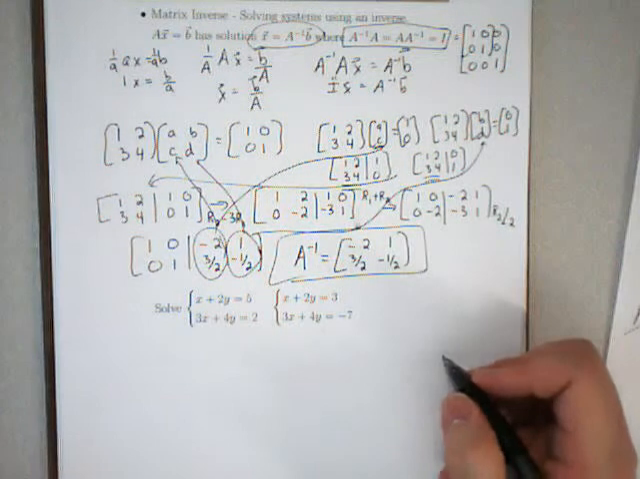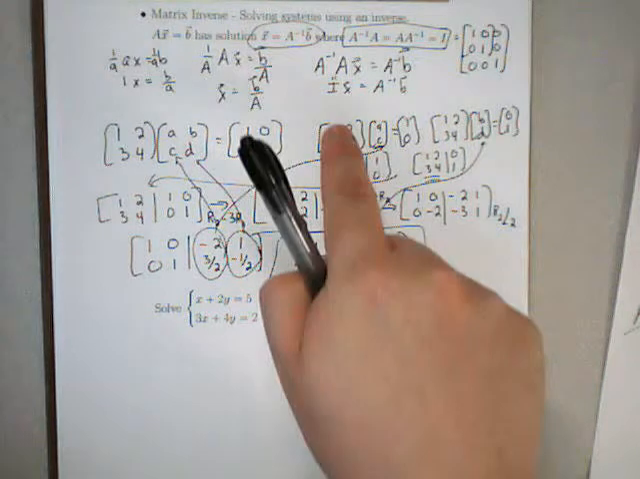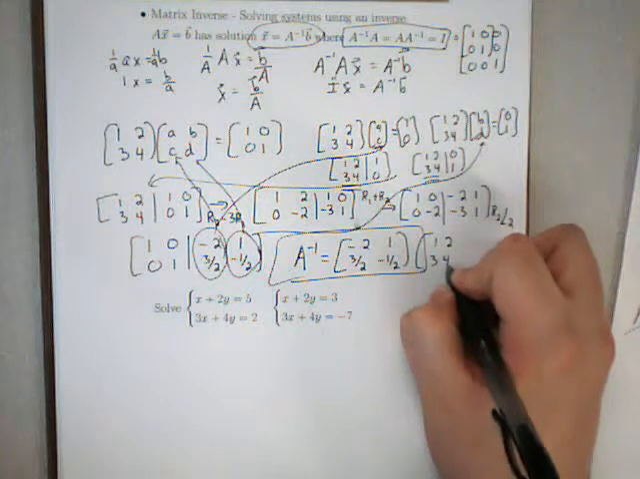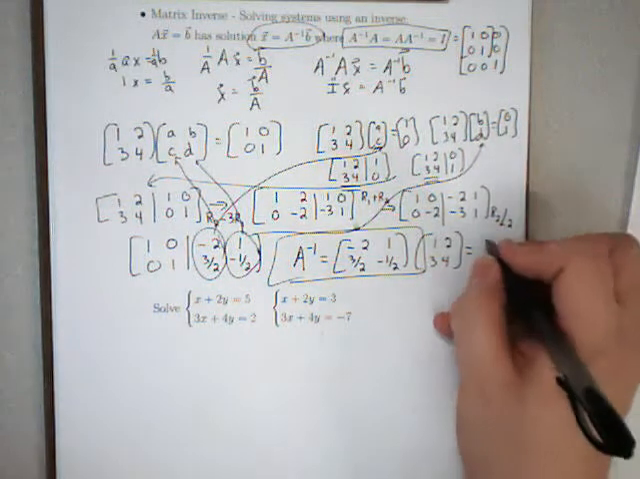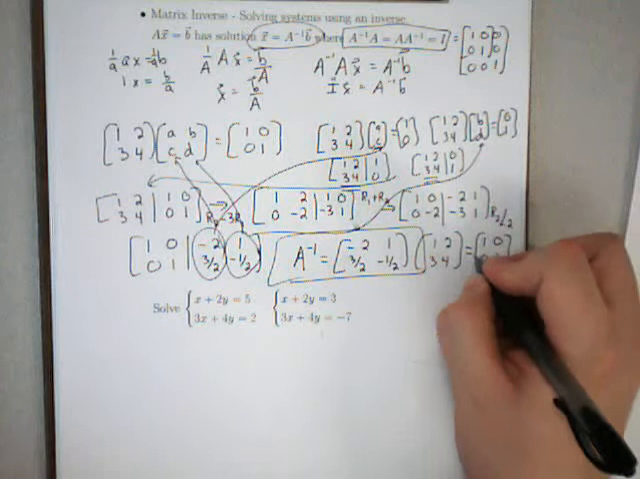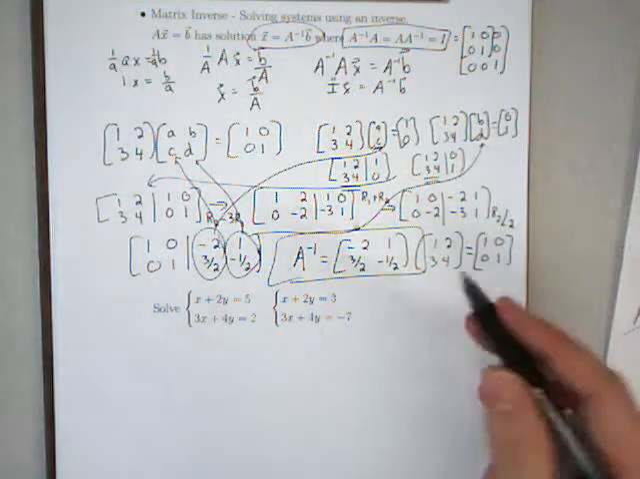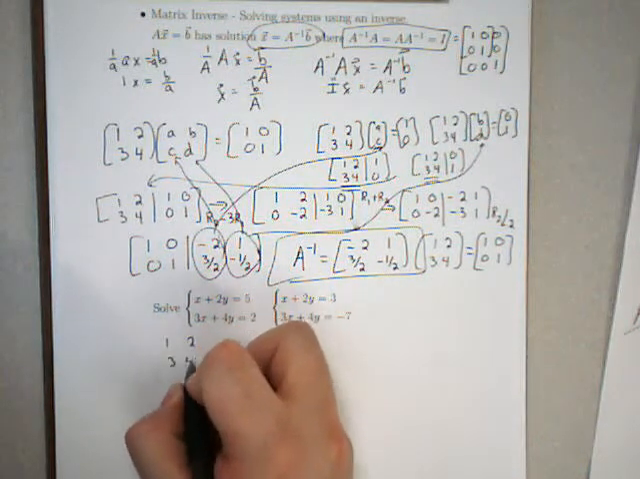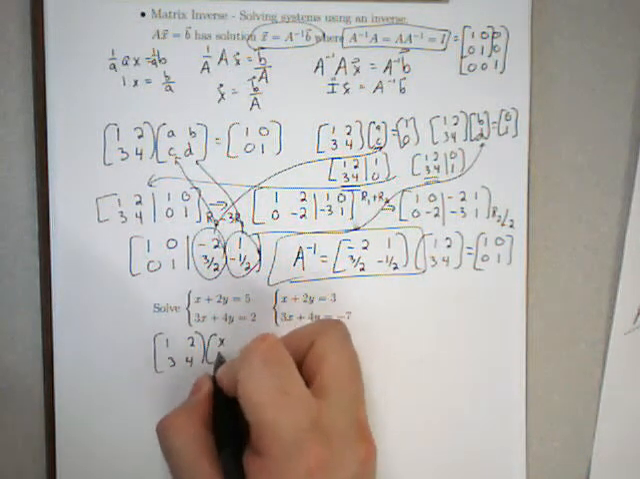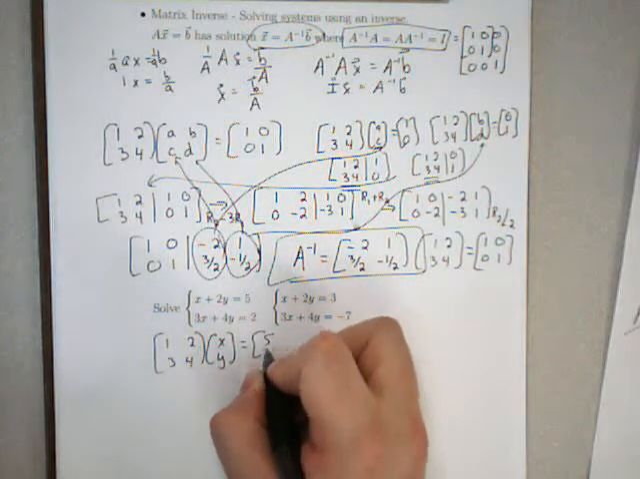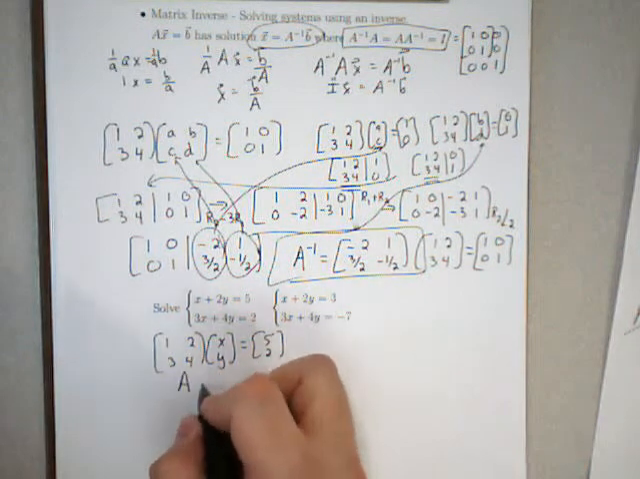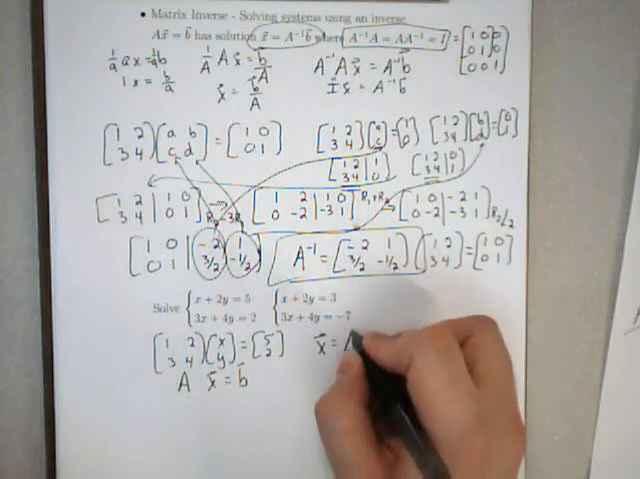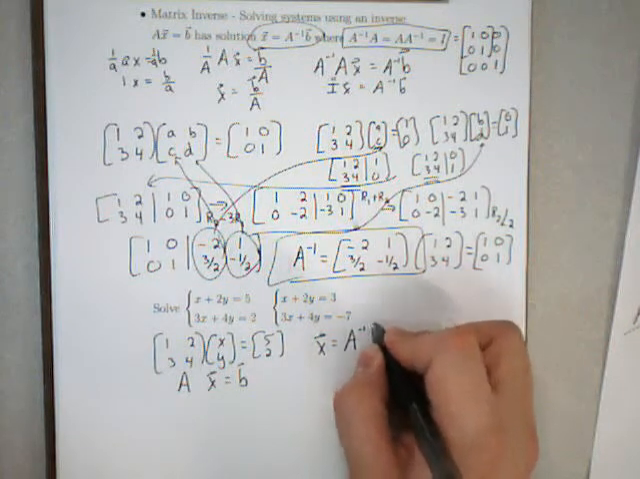Here is my inverse. Notice if you take this matrix and multiply it by A, I end up with the identity matrix. You can check that arithmetic yourself. We're not going to do that. I'm going to solve this system. This is the system 1, 2, 3, 4 times a vector (x, y) equals (5, 2). This is an Ax equals b. How do I solve it? The answer is x is A inverse times b.